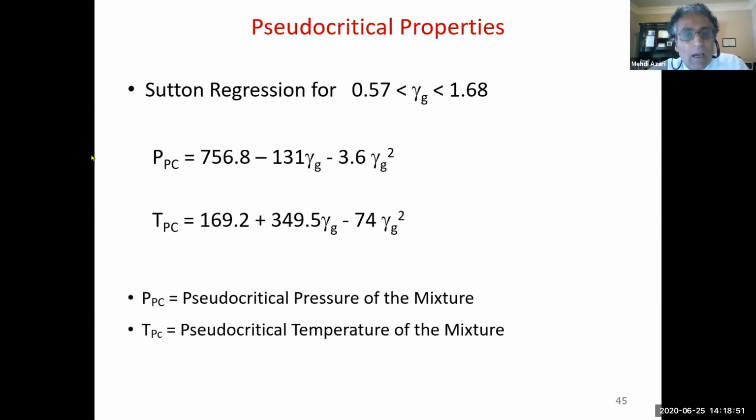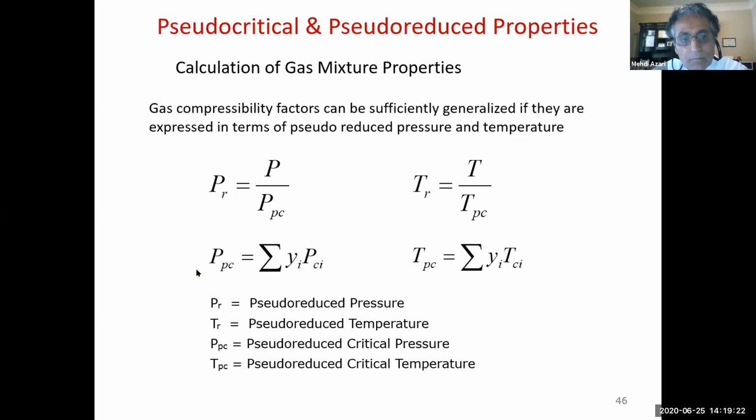So now that you have the property of the gas, you can get something called pseudo-critical pressure or pseudo-critical temperature. Sometimes they just use PC and TC. This is by Sutton, which is good for specific gravity between 0.57 and 1.68, which is a pretty good range. As a function of gamma G, you can get the TC and PC, pseudo-critical, of the mixture.